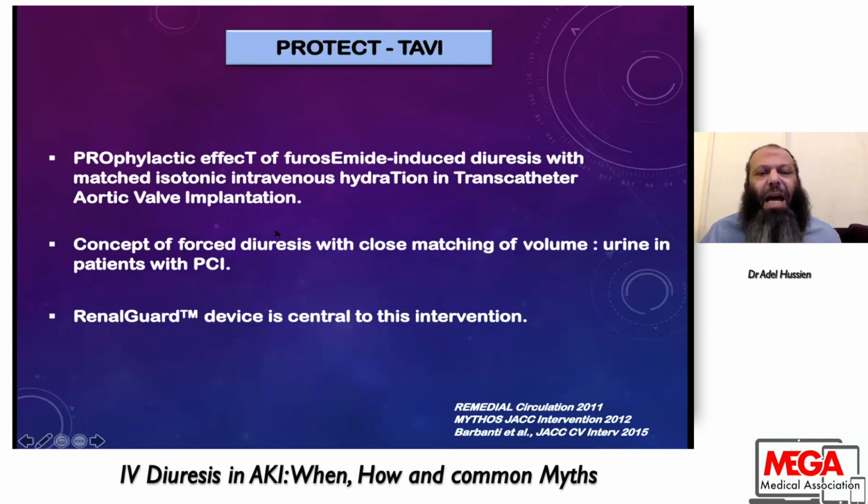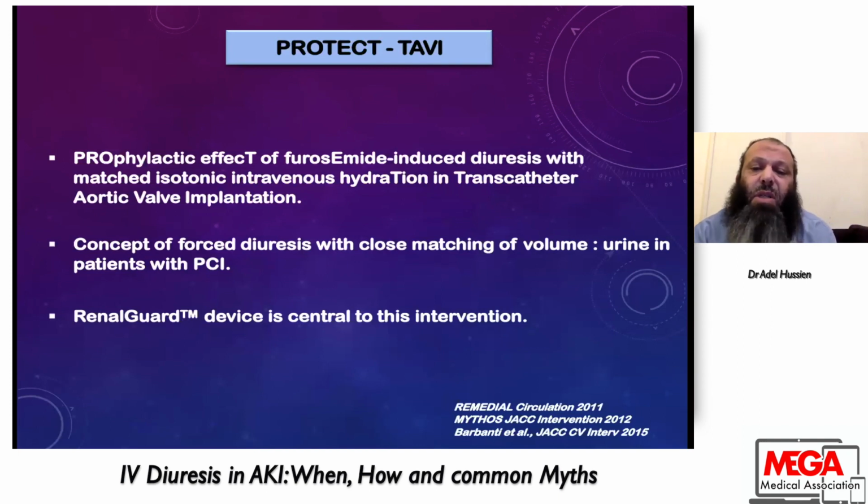It's the prophylactic effect of Frisomite-induced diuresis in matched isotonic IV hydration in TAVI. What is TAVI? It is transcatheter aortic valve implantation. You know, it's a lengthy procedure. They use a lot of contrast. Those people usually are high risk. They are elderly, with heavy calcification. They have some cardiac diseases. Basically, they may have some CKD. So they are high-risk patients for developing CIN.